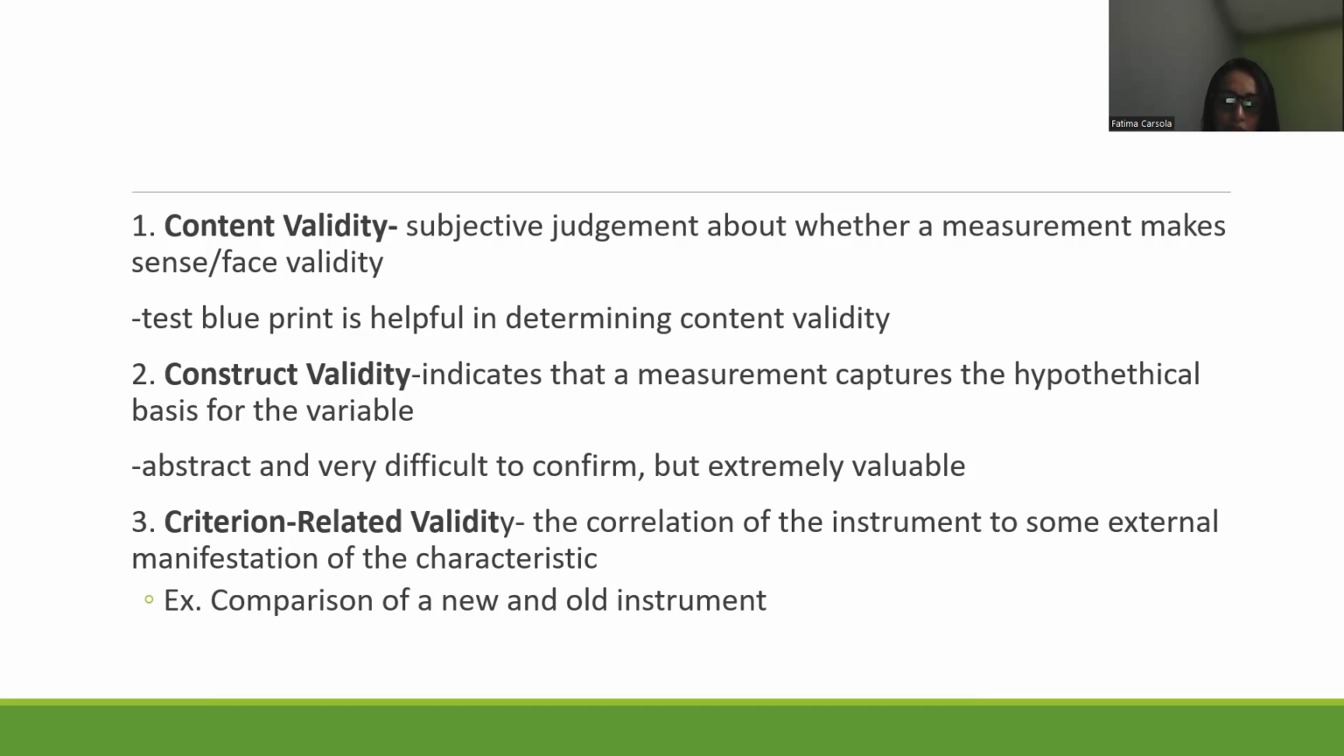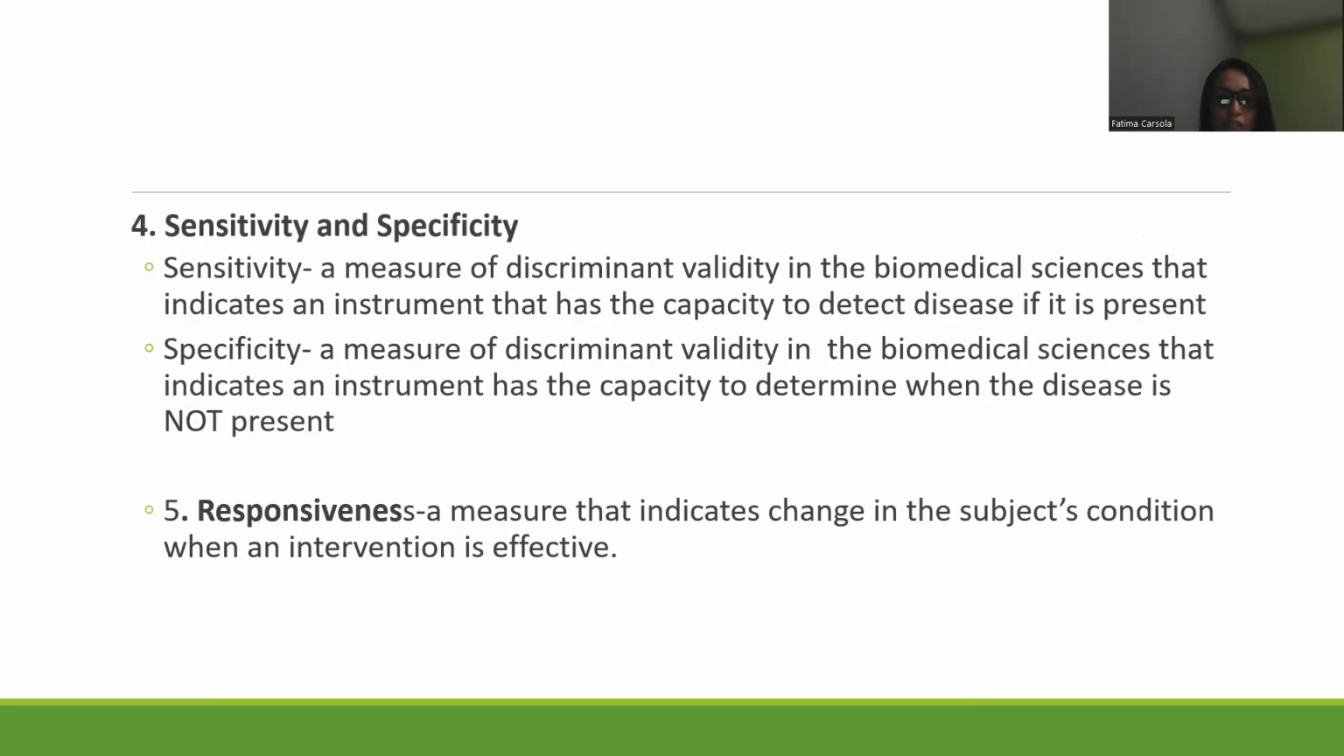We also have the last two, sensitivity and specificity. Sensitivity is a measurement of discriminant validity to detect if the disease is present. And when you want to know the absence of that disease, it's specificity. So when you want to check the presence of the disease, it's sensitivity, and when you want to determine that the disease is not present, that is specificity.